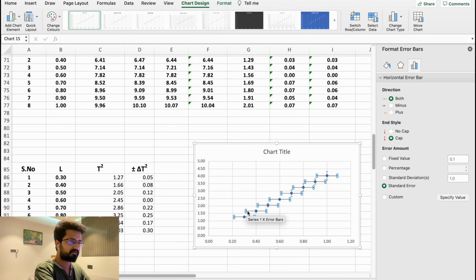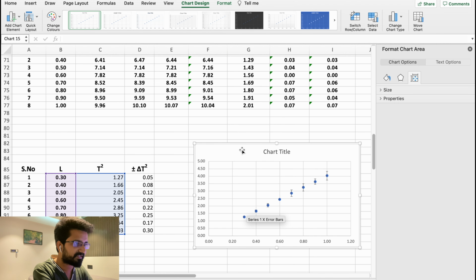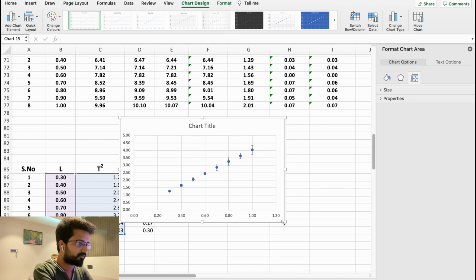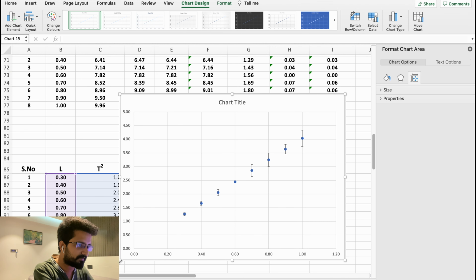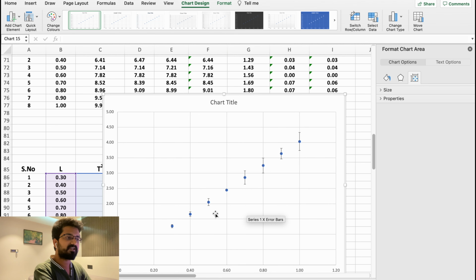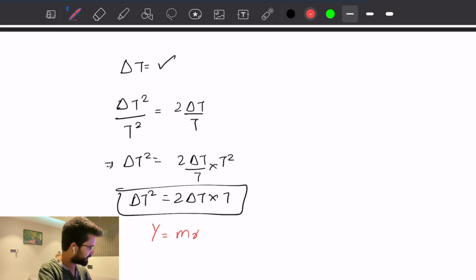Anyhow, I don't want the horizontal error bars, so let me delete them from the axis over here. When I maximize the graph, you can see the error bars very clearly. What I've got over here is basically the error bars, which represent the uncertainty in the T square. Now, the final equation that I'm going to get is y equals mx plus c.